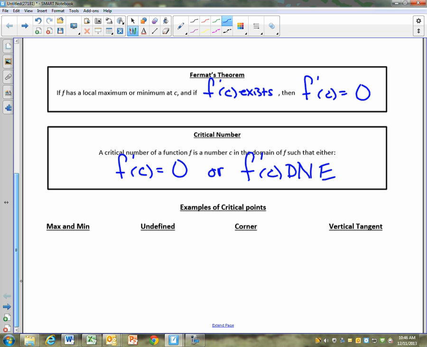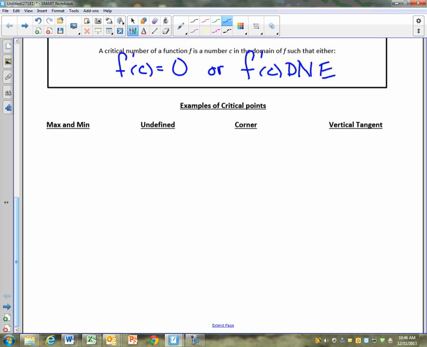So, using Fermat's idea, if we want to find those spots, like I showed you guys in the graphs right here, if we want to find out how high or low they go, we should just take the derivative and set it equal to 0. But he also says we should look for where the derivative does not exist. So, let's look at examples of critical points. Here's one good example.